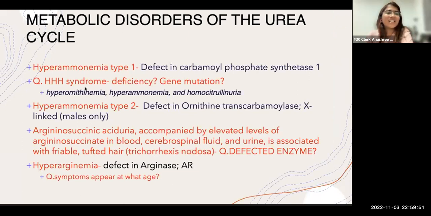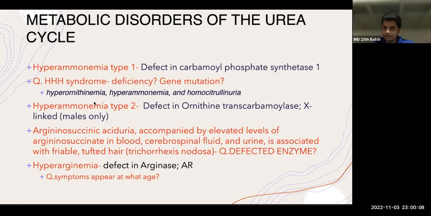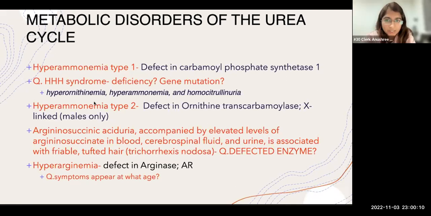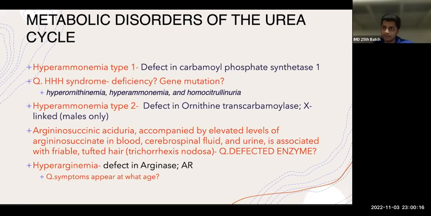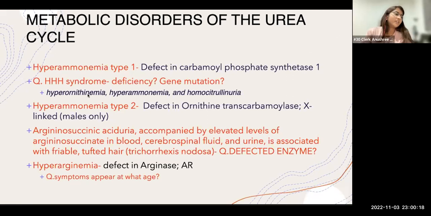Okay, so next question. HHH syndrome, what is the deficiency and what is the gene mutation? It is again from your book. ORNT1 gene. Yes, ORNT1 is the gene, for the permease enzyme, ornithine permease. Yes, please take down note for this one.